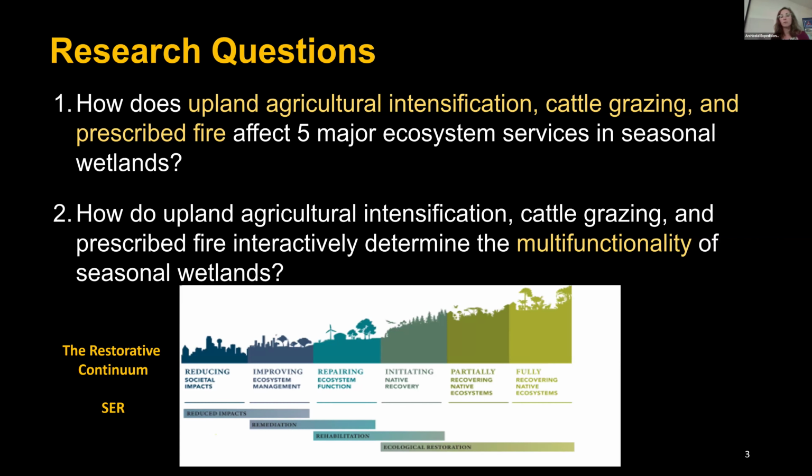And when I went to the conference, I learned about the restorative continuum. So this kind of helped me see where we fall on that continuum of how we're implementing restoration. So we're really focusing on improving ecosystem management, repairing ecosystem function, and initiating native recovery. And so that spans some of this remediation and rehabilitation part of the restoration continuum.